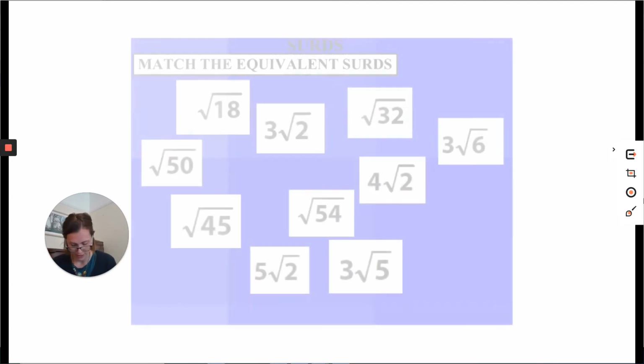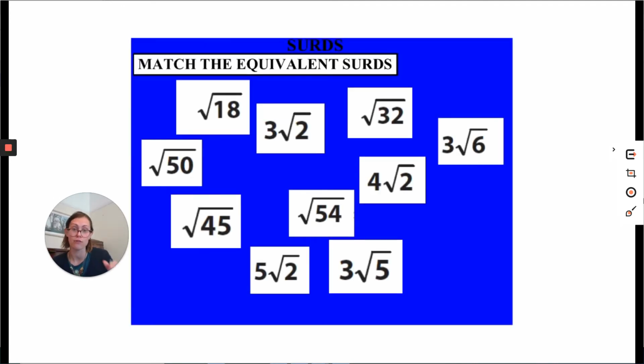Right. Let's see how we're going to finish off. So this is a nice task just to begin to recognise how far you've come. So I want you to have a look, pause your screen and try and create the pairs. So on here are the original surds and the simplified versions. So you've got to find how they connect. So for example, let's start with root 18. So let's do this one up here.